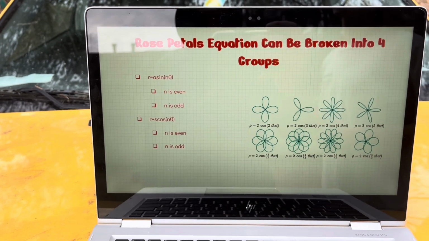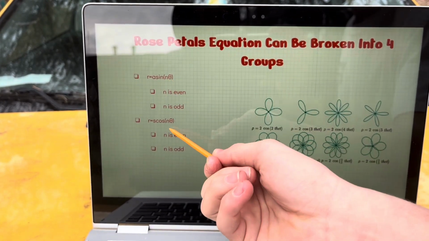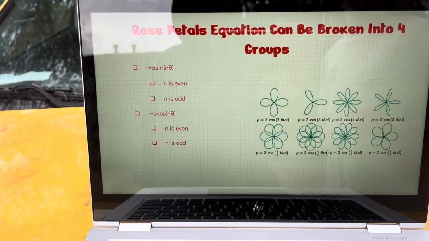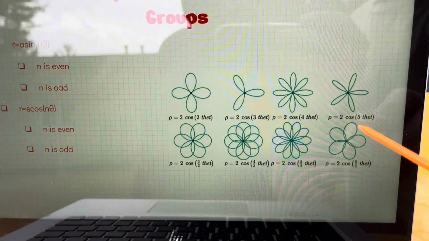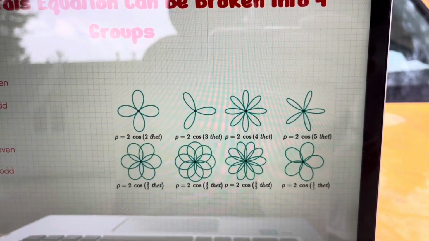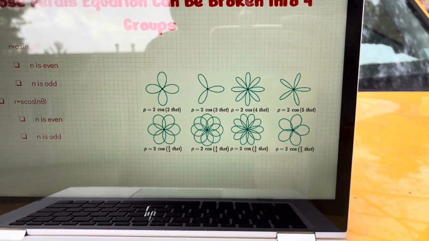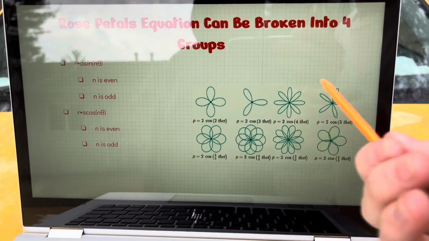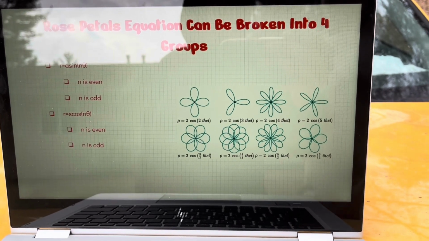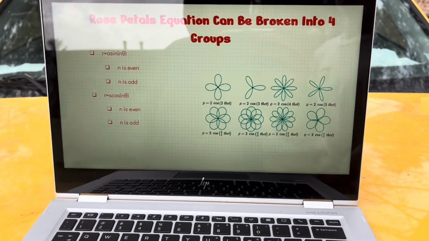But these ones are special because they can be even or odd. And the n here would be the even or odd factor. As you can see here, these ones are in cosine. If they were in sine, they would be tilted 45 degrees. Just a little off, but they would have the same concept. These are the even ones. Obviously, they have an even amount of petals, right? And if these are the odd ones, that's a good thing to remember.